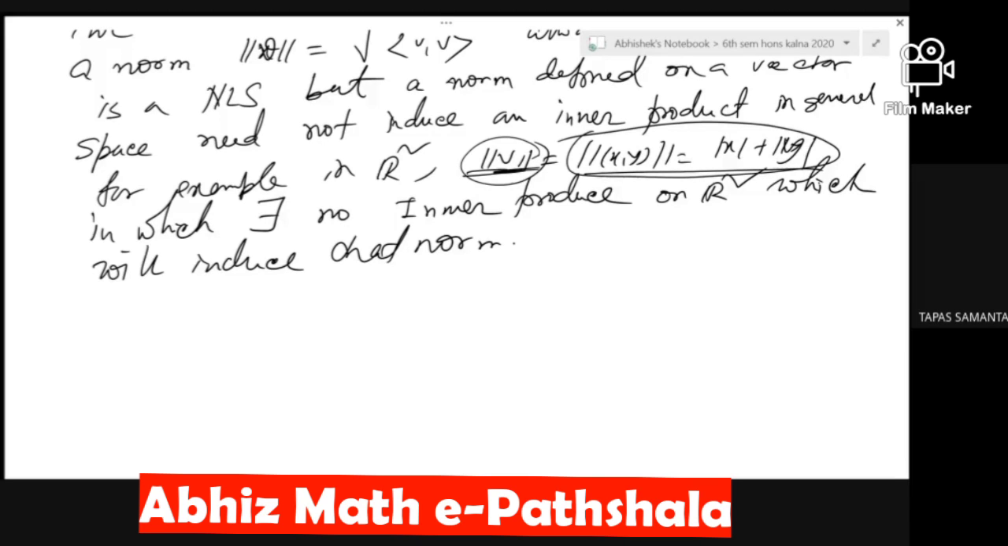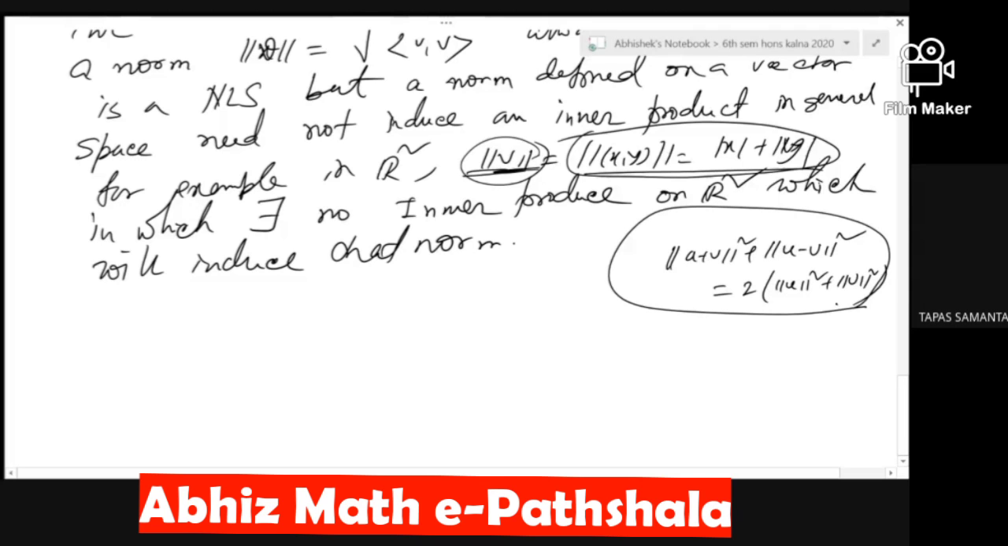So we will talk about the parallelogram law. In the previous discussion we have already talked about it. That is, for any two vectors, norm u plus v square plus norm u minus v square equal to 2 times norm u square plus norm v square. So this is the parallelogram law, and we check whether it is satisfied by this norm or not.